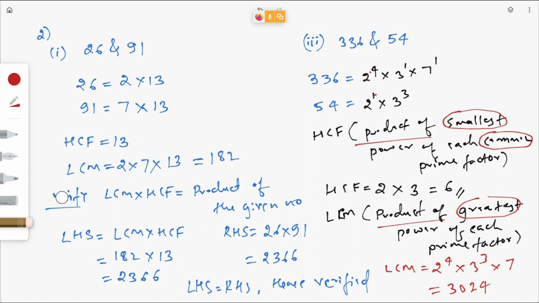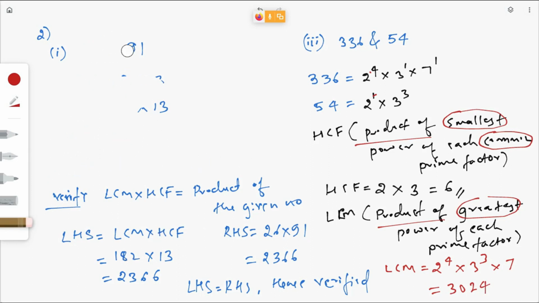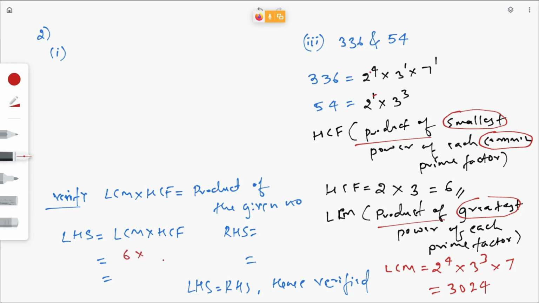How will you verify? Let me erase this part. LCM into HCF is 6 into 3024, which is equal to 18144. RHS is the product of the given two numbers, 336 into 54. You will get 18144. LHS is equal to RHS, hence verified.